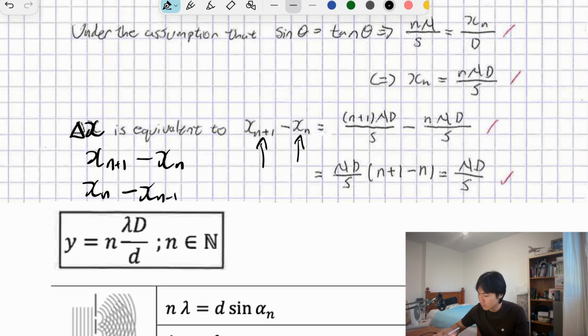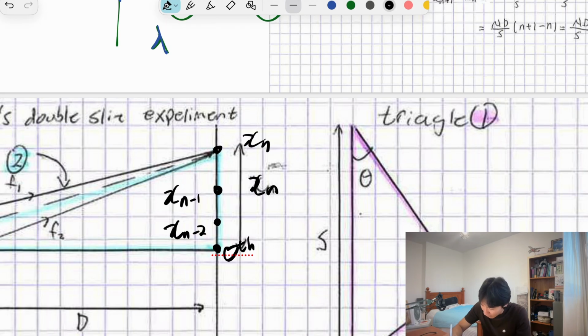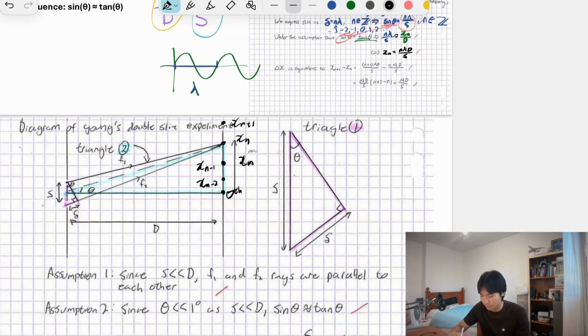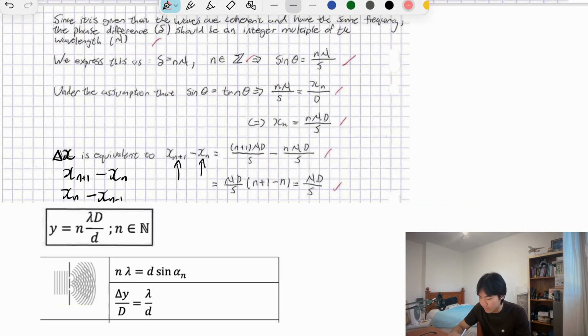What does that mean, right? I told you that the position here is xn, right? And there might be an xn minus 1 position here, and there might be xn minus 2, and there might be the 0th position here, right? And then up here, we're saying this is xn, and then up here, there might be an xn plus 1th position here. That's what it is, just bright spots that we're assuming, right? And we're trying to find the difference here. And this is going to be delta x, right? And delta x is equal between every single bright spot, or zone of constructive interference.